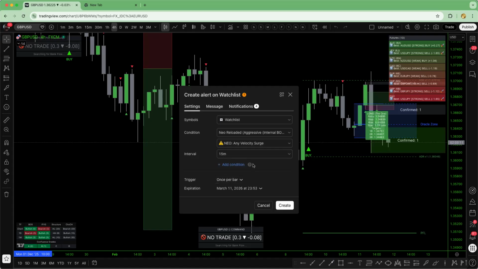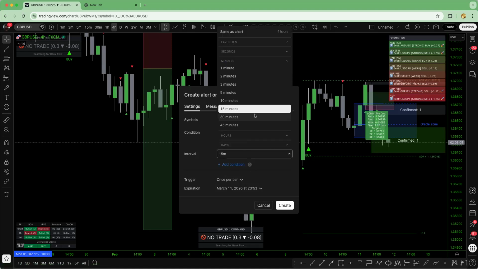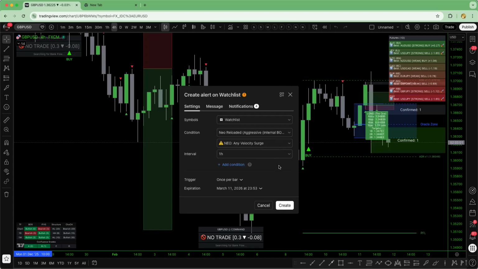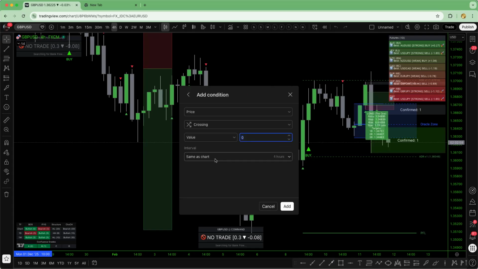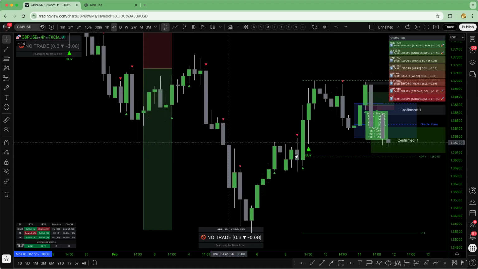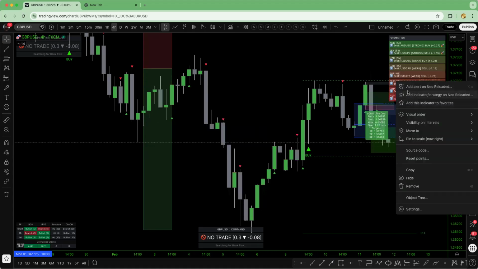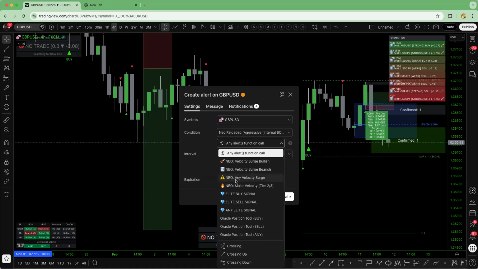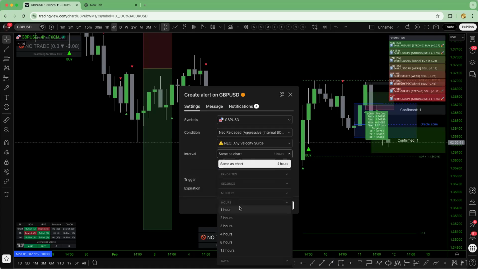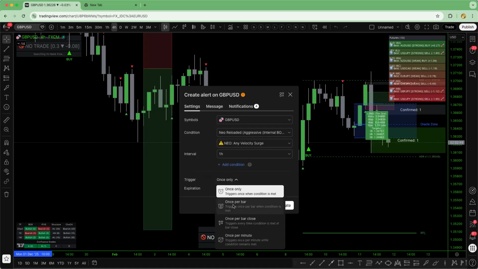When you set this one, obviously your arrows you set to the 4-hour time frame. Remember, I've said that. For the velocity surge, set it to the 1-hour chart. So we go to hours. You set it to the 1-hour time frame. You set it once per look at this. Oh my God, what the hell? This went all haywire. We go back to the velocity alert. You set it to the 1-hour time frame. You set it to once per bar close.